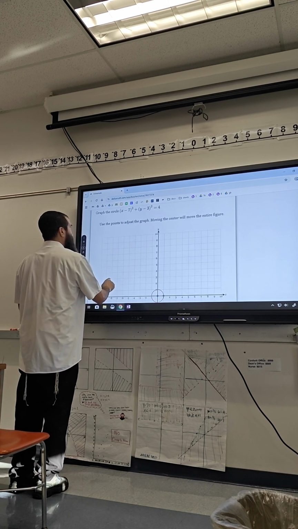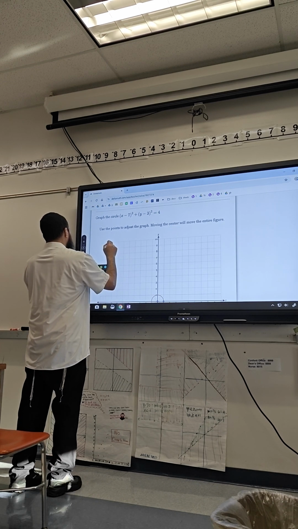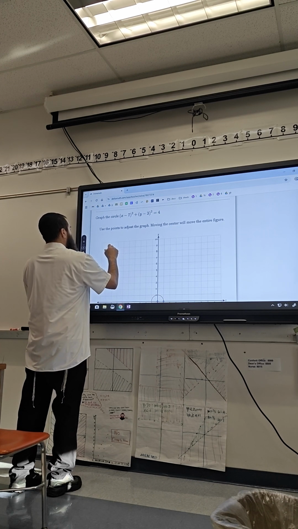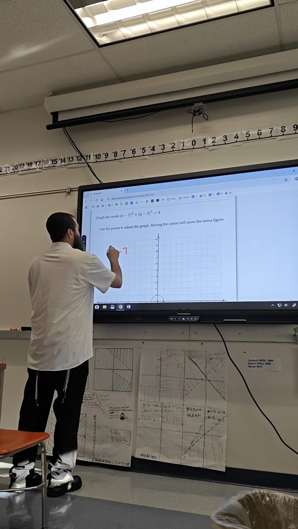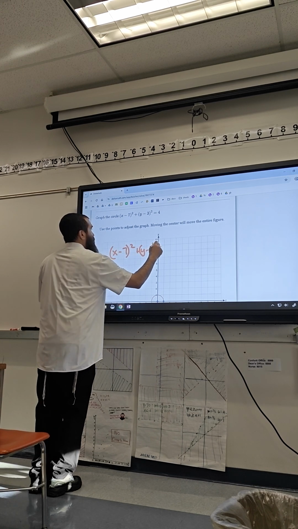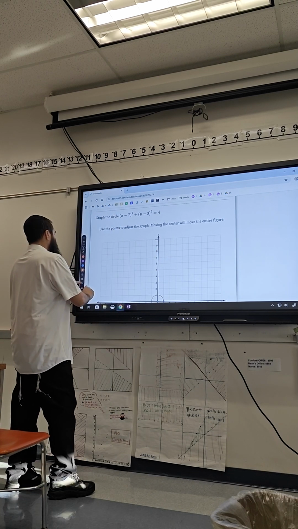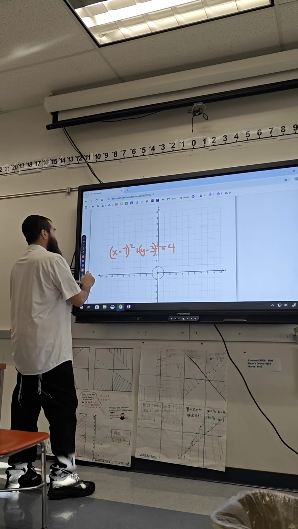I'll write it out. I'm just writing this equation just so I can fit it on the graph. I'm not changing it at all. x minus 7 squared plus y minus 3 squared equals 4. All right. Move it up and then put it back. Great.